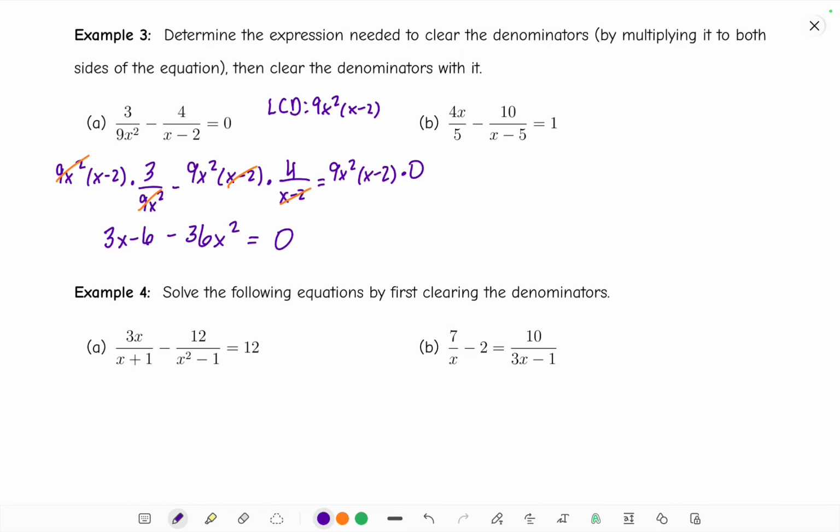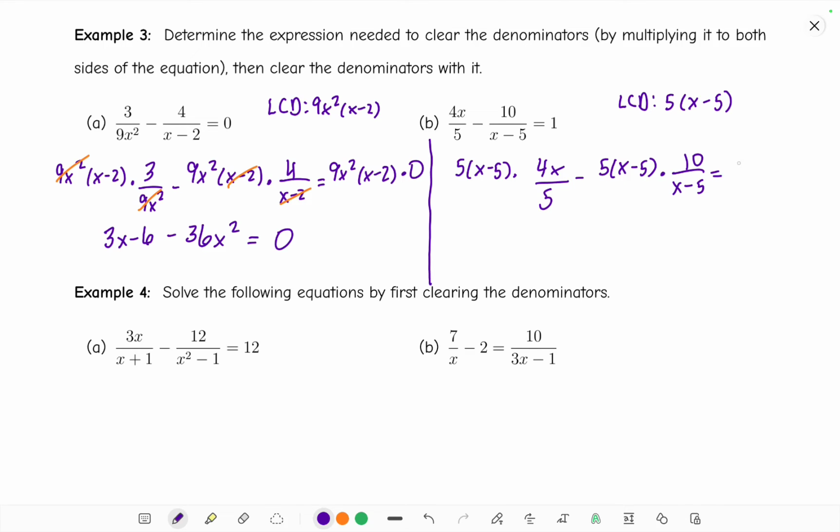Okay, B. 4x over 5 minus 10 over x minus 5 equals 1. So again, can't factor 5 or x minus 5, so the LCD is just them multiplied together. So I multiply everything by that. So 5 times x minus 5 times 4x over 5 minus 5 times x minus 5 times 10 over x minus 5 equals 5 times x minus 5 times 1.